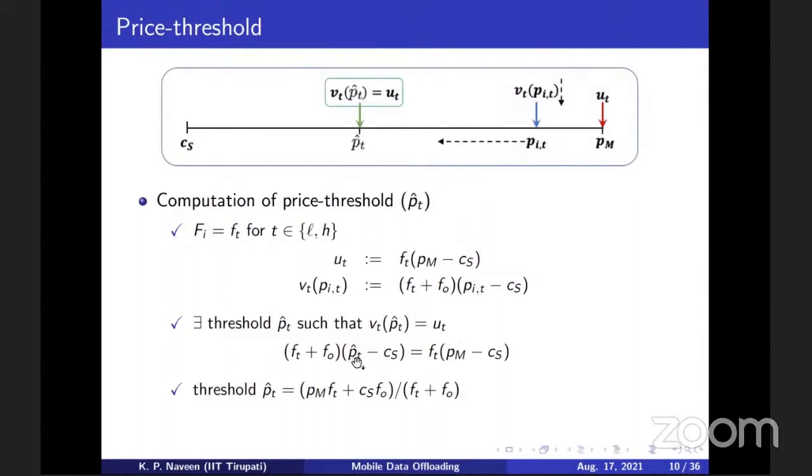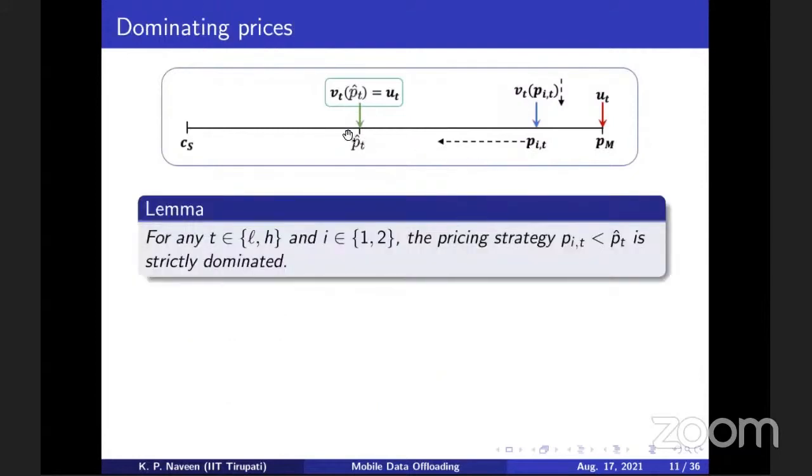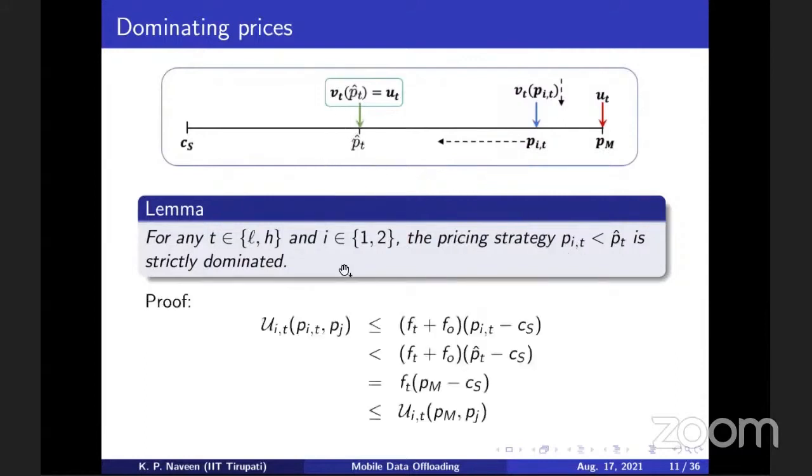And now the threshold can be easily computed here. I just have to solve for p hat of t, and the threshold is of this form, right? And what this threshold suggests is, if I choose a price less than this threshold, it is not going to be beneficial, right? It's going to be dominated by some other strategy. Okay, so the threshold serves exactly like that. So we have this lemma, where we say that if the pricing strategy is less than this threshold, then it is strictly dominated. Okay, so it's not very difficult.